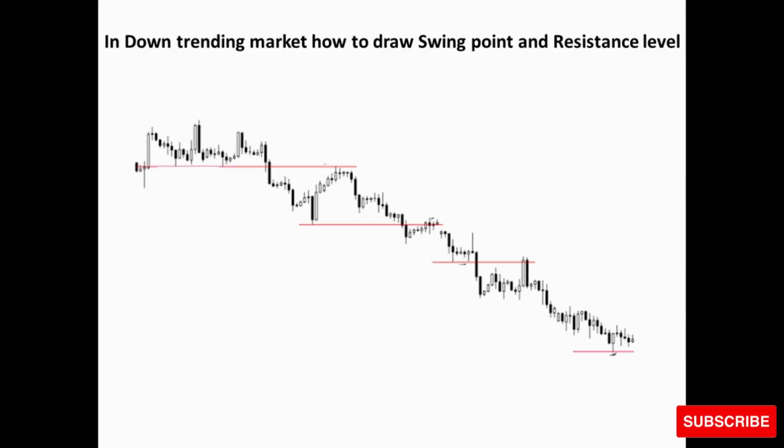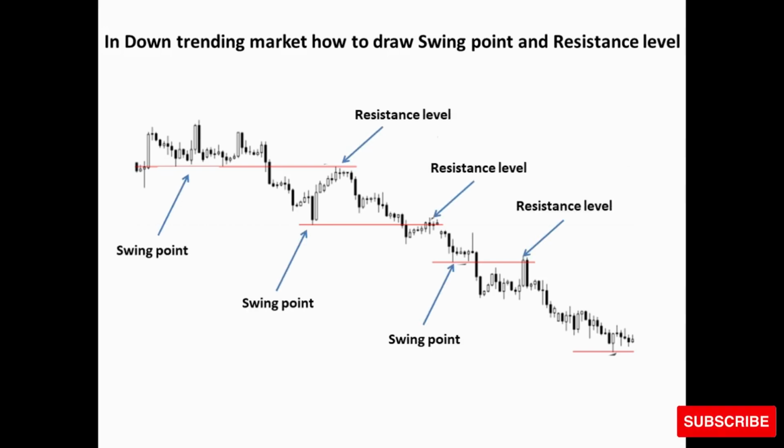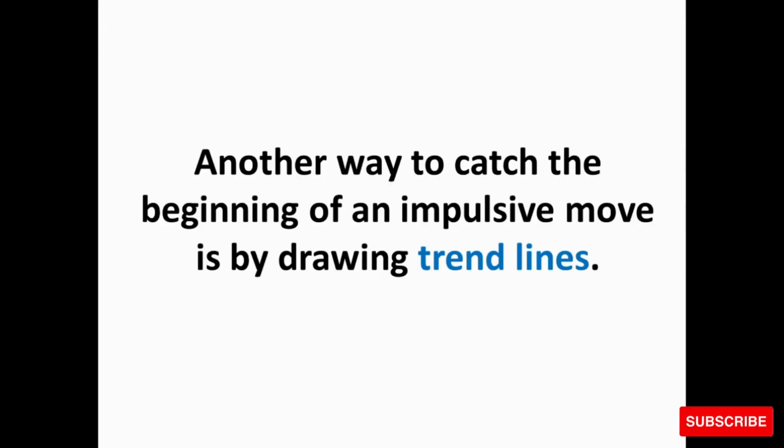Let's see an example of a downtrend market. The given chart shows us how the market respects resistance levels. When price approaches the previous swing point, the market makes an impulsive move. If you understand how price action acts in a trending market, you will predict with high accuracy when the next impulsive move will begin. Now learn how to draw trend lines.